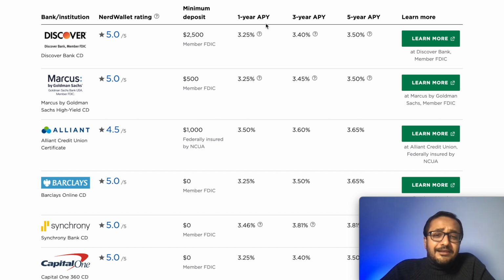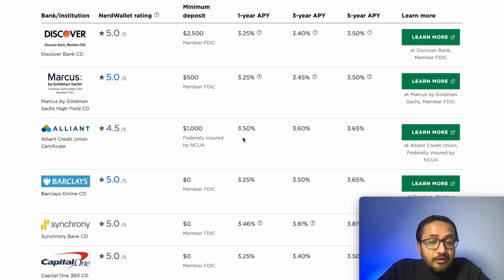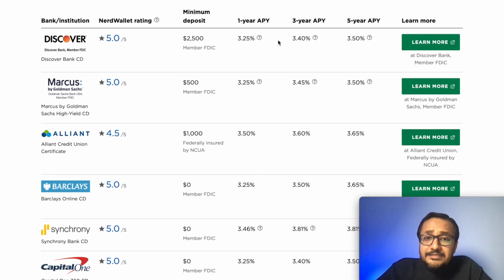The interest rate might be slightly lower because it might have some cumulative effect of the interest rate. But if you take a look, for $2,500 as the minimum, FDIC insured, you should be able to get 3.25 with Discover, with many other banks including Capital One. As the time period goes higher from 1 year to 3 year to 5 year, you should be able to see the increment in the interest rates from 3.25 to 3.40 and 3.5% for 5 years. Now, I understand you may or may not want to lock the money for 5 years, which is why people are looking for a shorter time frame and better interest rates.